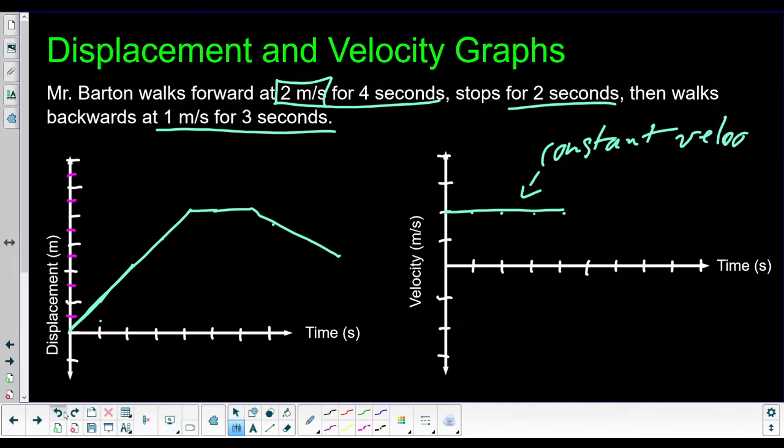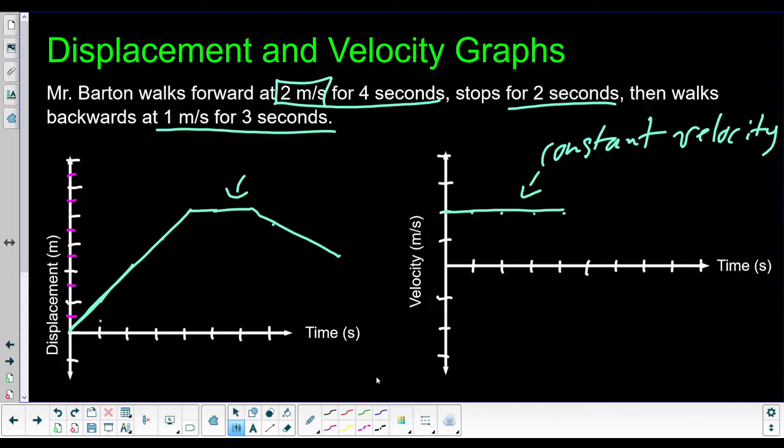Whoops, I got my letters backwards there. Okay. If we have a horizontal of anything, it means constant. So here would be constant displacement. This would be constant velocity. Then it says I'm going to stop for 2 seconds. If I am stopped, how fast am I going? Think about it. Chew on that. 0 meters per second, right? I'm going 0. I'm not moving. So every second, I'm moving 0 meters. So this will drop down. You should not draw a line connecting this.